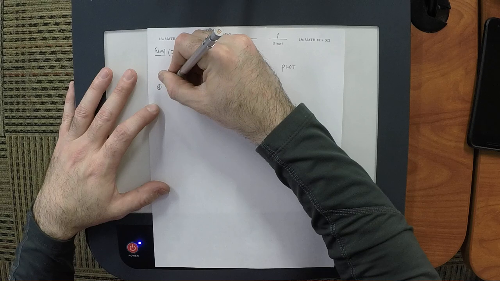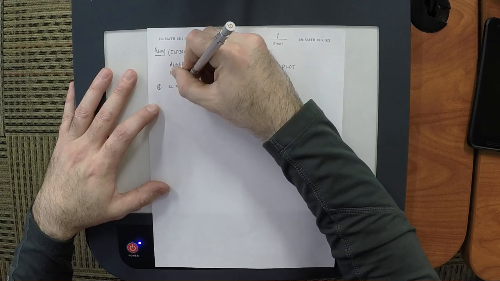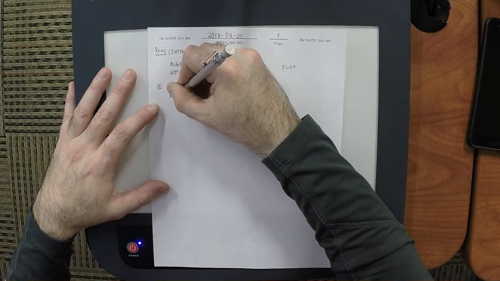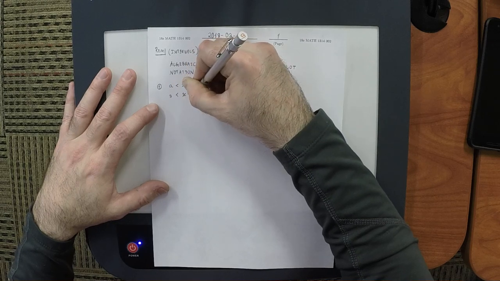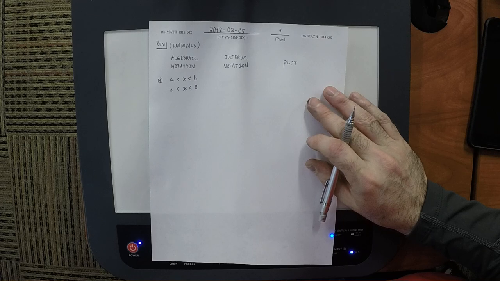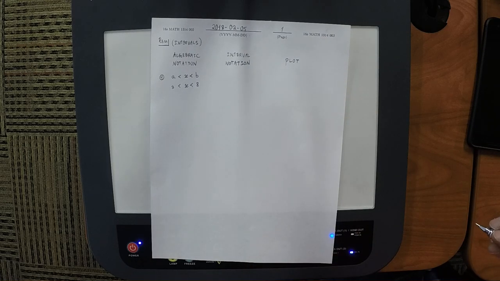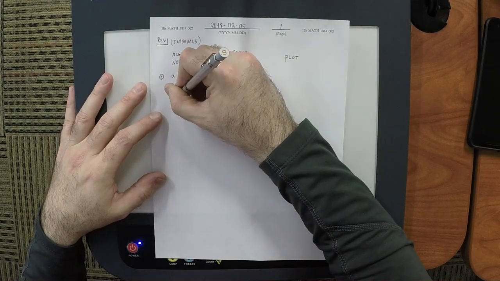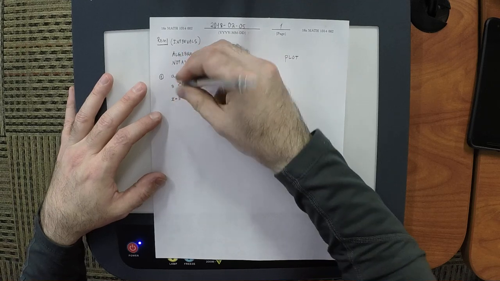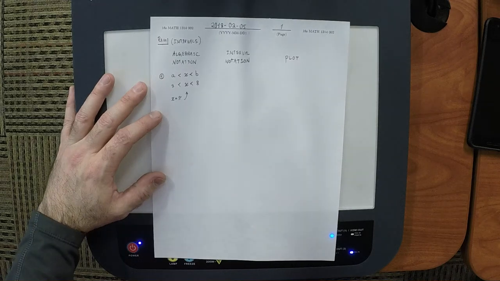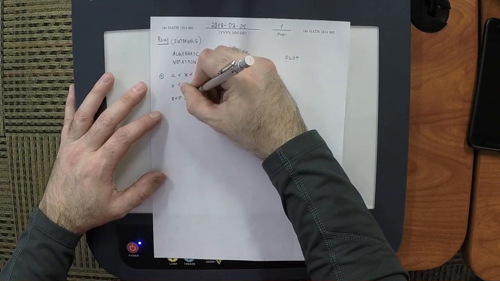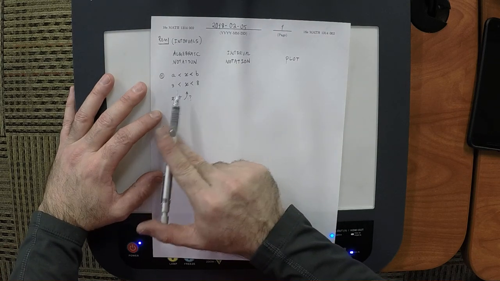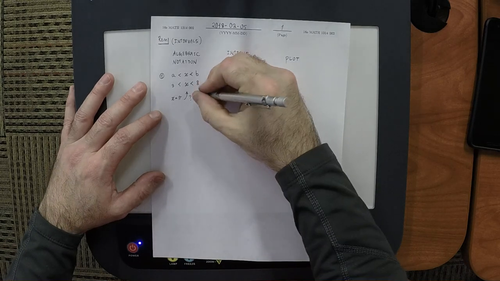So first example, a less than x less than b. An example would be something like 3 less than x less than 8. So I could ask some questions. Is it the case that we could do, say, x equal to pi? Would it be true for this? Yes, right? Because you're asking, is pi between 3 and 8? Well, it is. So the answer is yes.